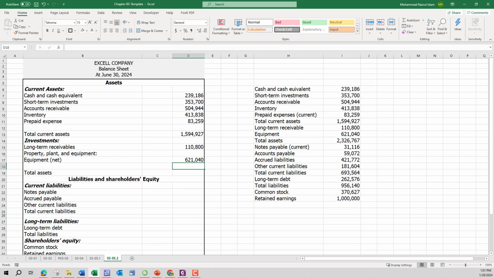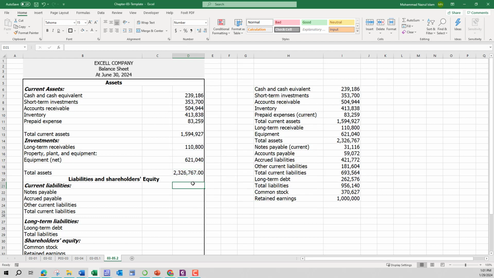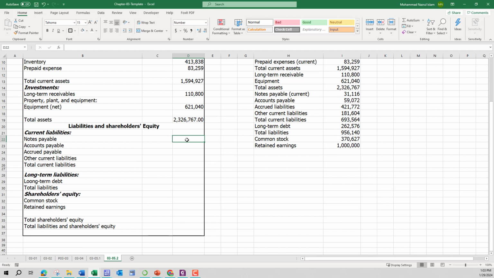Then total assets should be equal to the sum of all of this. Let's use the 1,000 separator. Total assets is 2,326,767. Now let's go to the liabilities and shareholders' equity section.